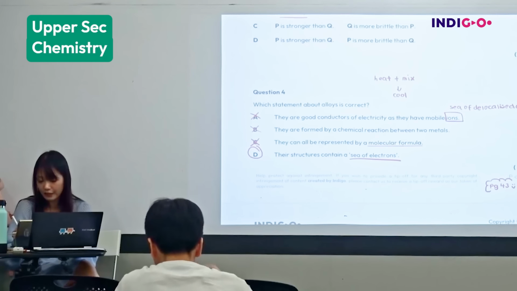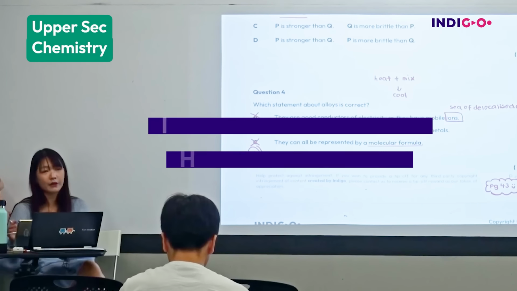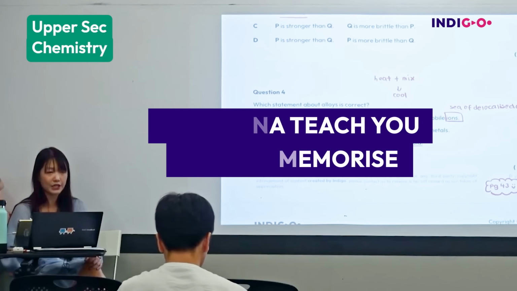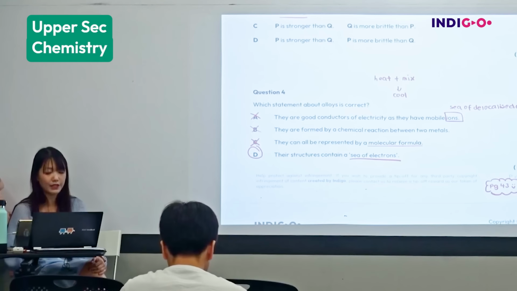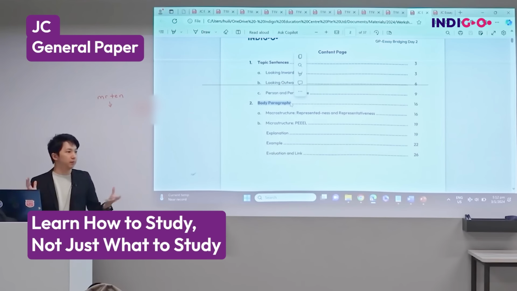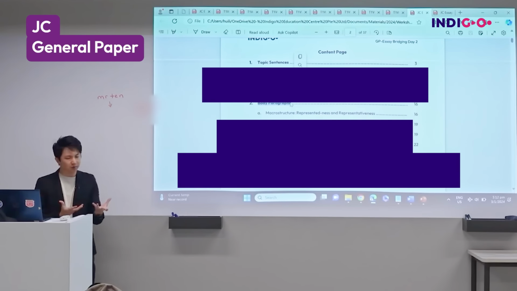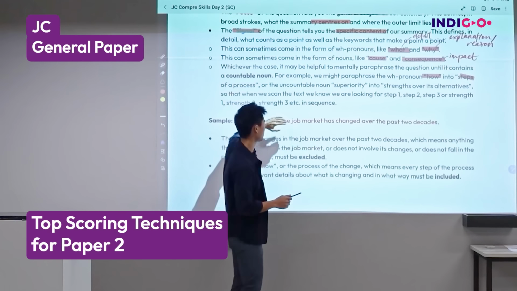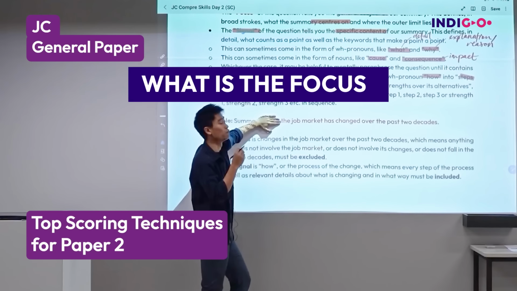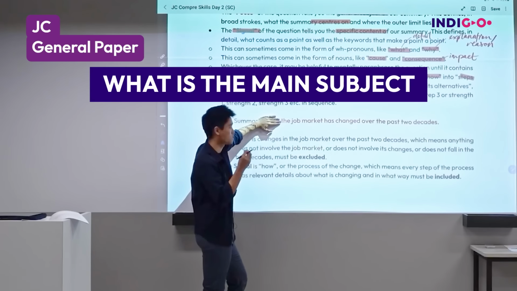So about the reactivity and about the reactions. I'm going to teach you how to memorize a reaction as well as all of the reactivity of methods. Everybody knows PEEL, but how do we actually write a good explanation as opposed to a merely adequate explanation? So notice the red part here tells us what is the focus? What is the main subject in this case?